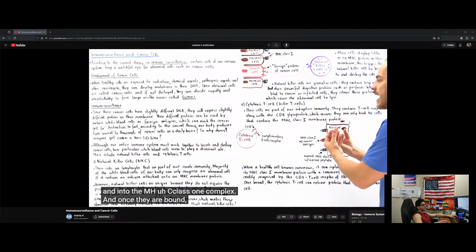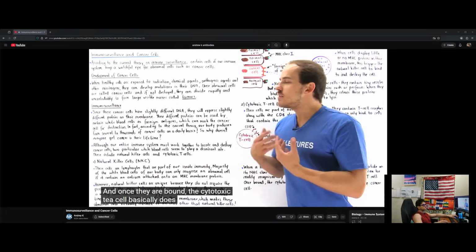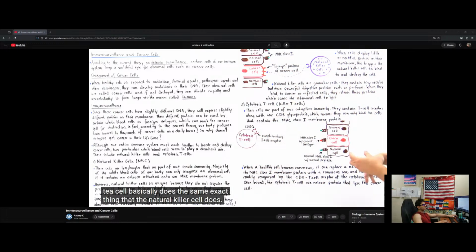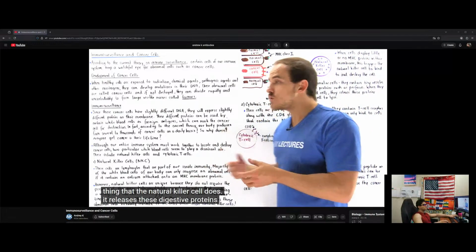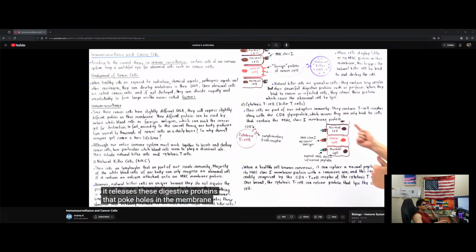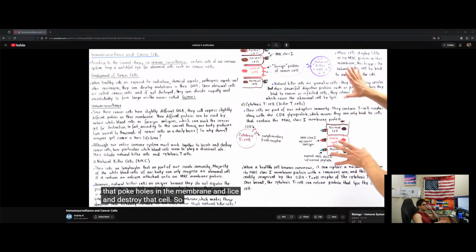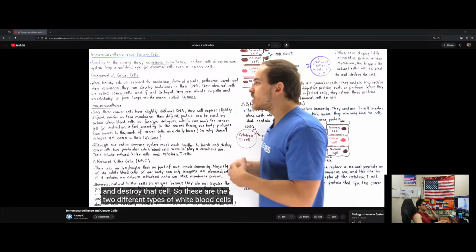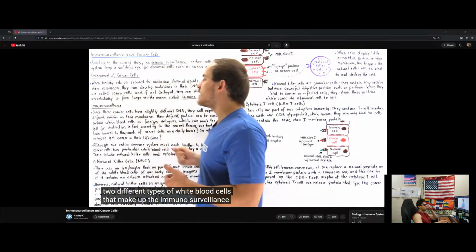And once they are bound, the cytotoxic T cell basically does the same exact thing that the natural killer cell does. It releases these digestive proteins that poke holes in the membrane and lyse and destroy that cell. So these are the two different types of white blood cells that make up the immunosurveillance system of our body.